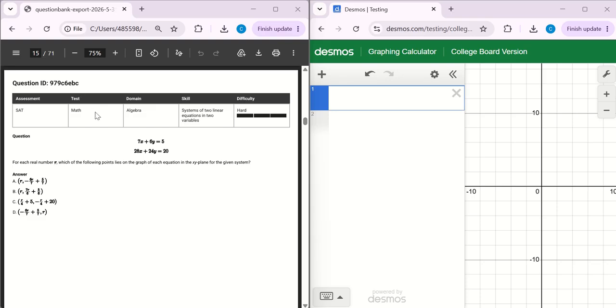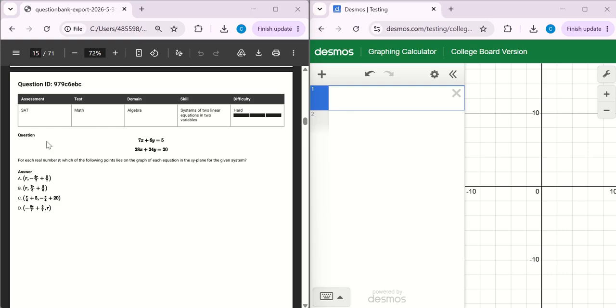Okay, let's get started with this question. The question states, for each real number r, which of the following points lies on the graph of each equation in the xy plane for the given system?